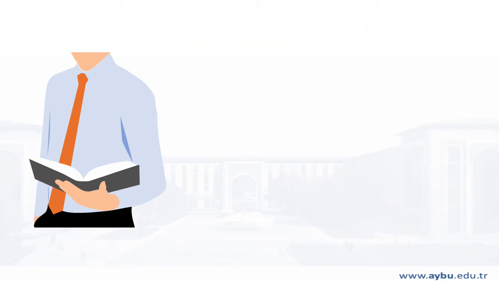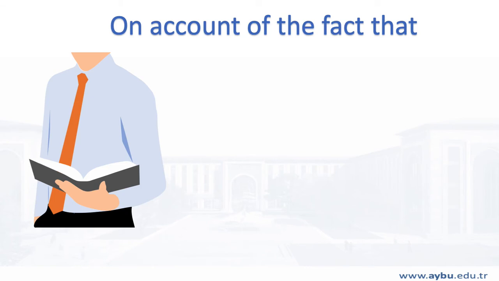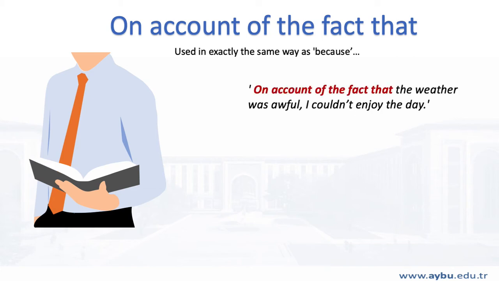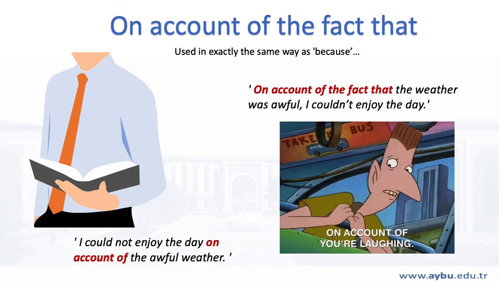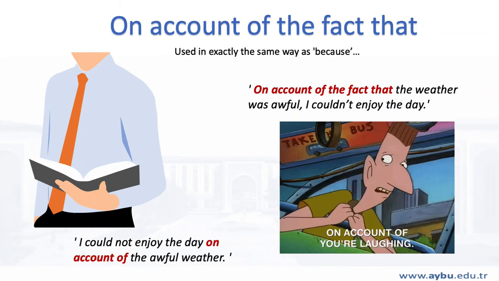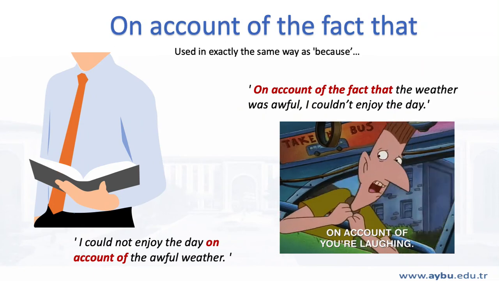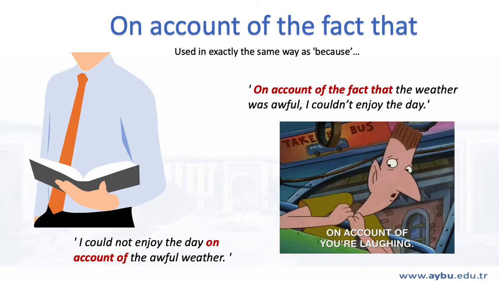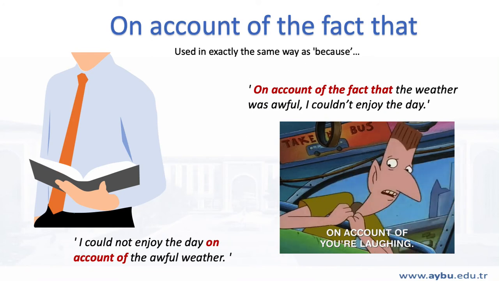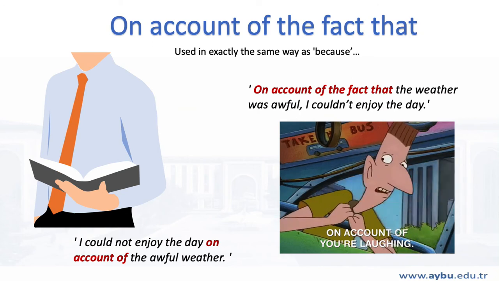The next one is on account of the fact that. You can also use it exactly the same way as because. It is also a little more formal than the others. On account of the fact that the weather was awful, I couldn't enjoy the day. You can also just use on account of followed by a noun phrase. Like in the second example, I couldn't enjoy the day on account of the awful weather. As you can see, the awful weather is a noun phrase here.